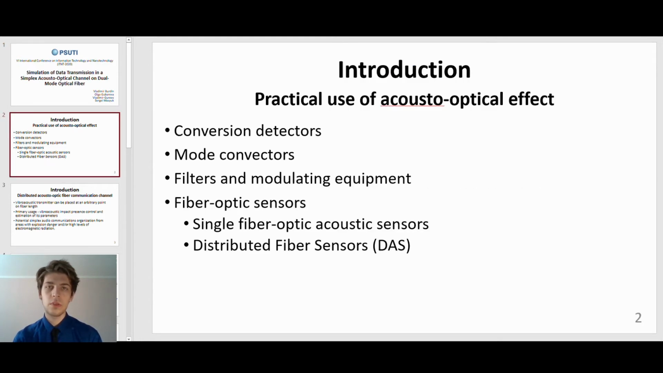The acousto-optical effect is put to good use in various fiber optic devices of different applications, such as conversion detectors, mode converters, filters and modulating equipment, different physical quantity sensor units and so on. The acoustic sound detection capability with the fiber optic sensor was demonstrated as early as the late 1970s. Compared to a typical electronic microphone, fiber optic acoustic sensors have advantages of wide frequency passband, electromagnetic and radio frequency interference immunity, remote probing capability, direct connection to optical telecommunication network, and several others.